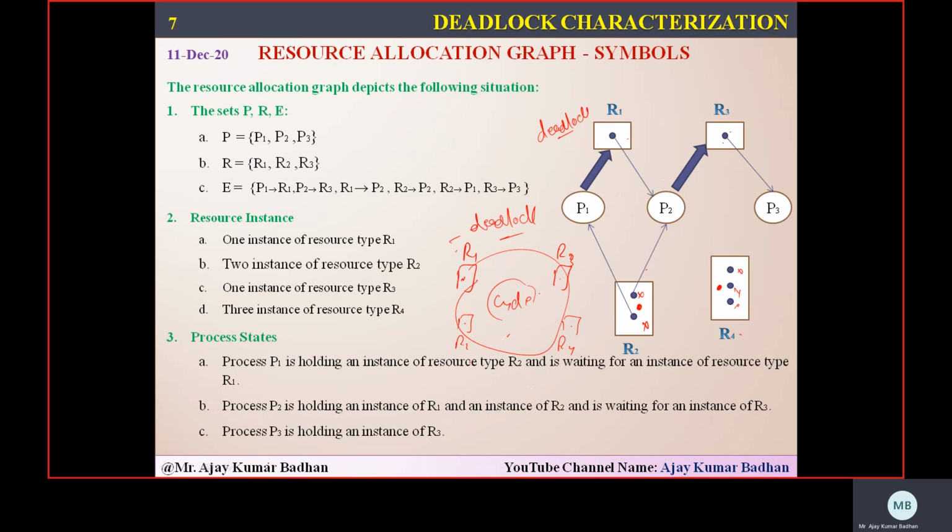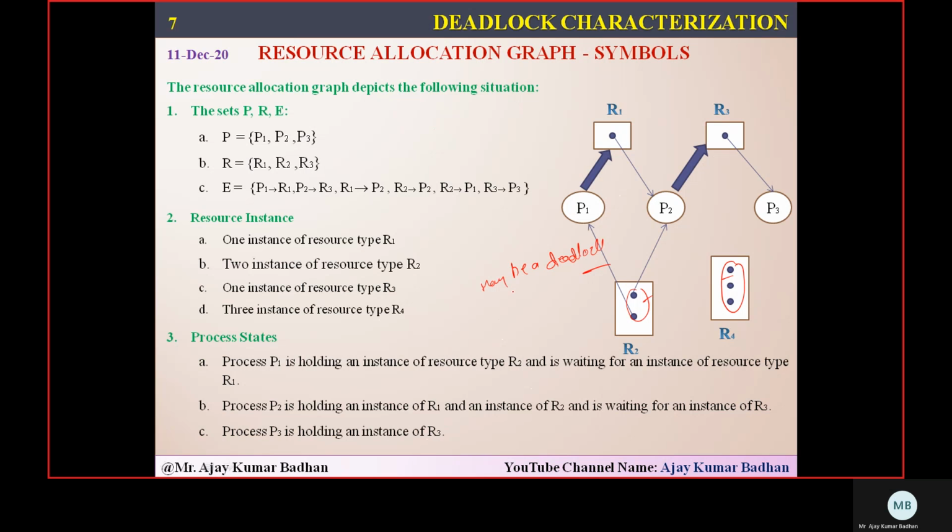But if there are multiple instances, the way the diagram is representing, then if there is a cycle, we can say that there may be a deadlock, but not sure. When there are multiple instances of resources available, like this 3, 2, and a cycle is formed in this diagram, then we cannot say that there is a deadlock. There may be a deadlock, but it's not certain. That is what he's saying. I'll explain this with a diagram so that it becomes easy for you to understand.